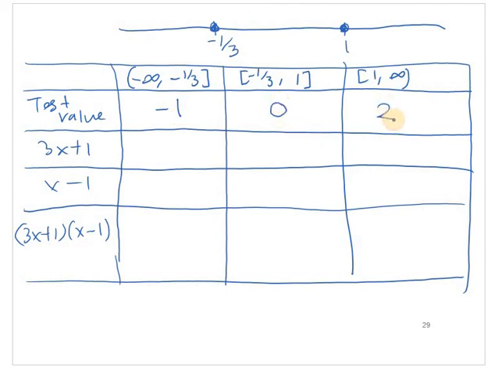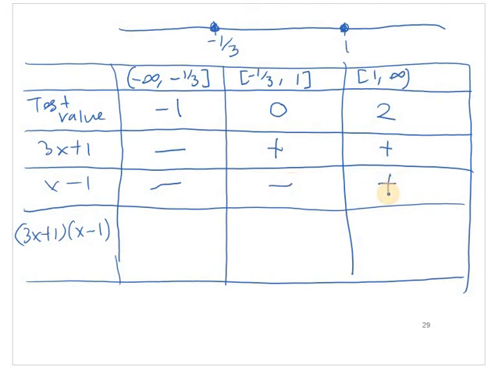Then, using those values, substitute into the factors that we listed just now. Substitute negative 1 into 3x plus 1, we will have negative. Take the sign only, because this is a table of sign. What if we substitute 0 into 3x plus 1? We will have a positive value. Substitute 2, we will have positive. Next, substitute negative 1 into x minus 1, we will have negative. Substitute 0, we will have negative. Substitute 2, we will have positive.